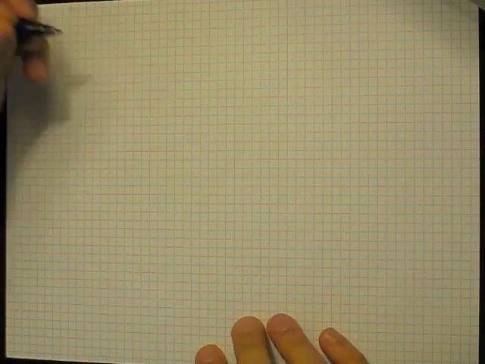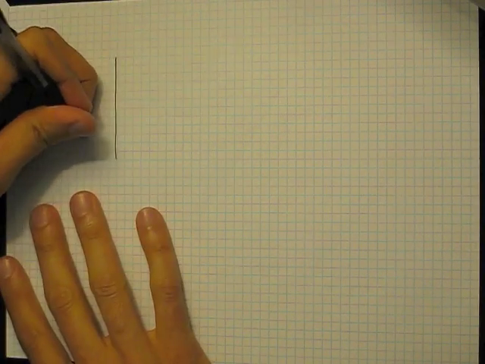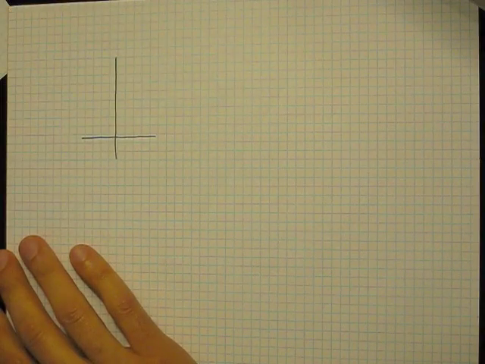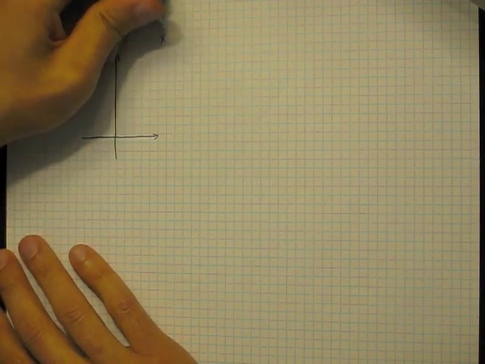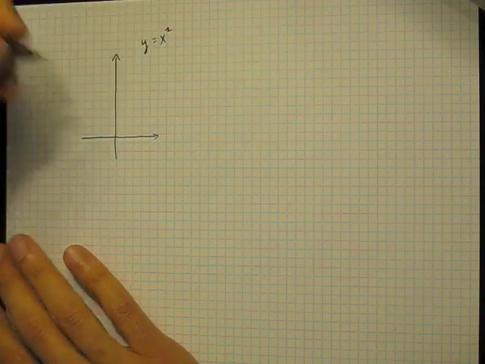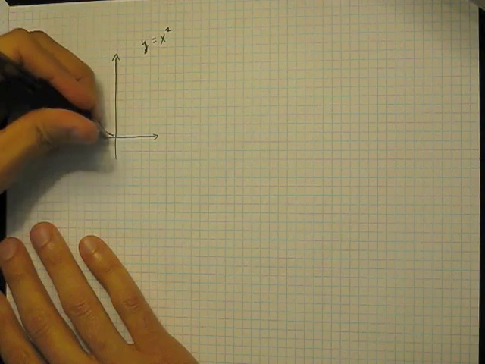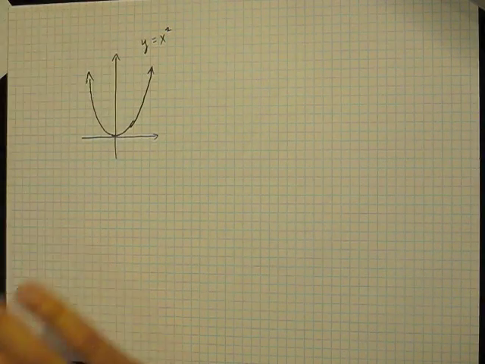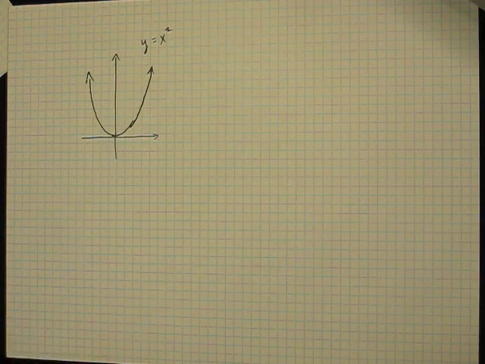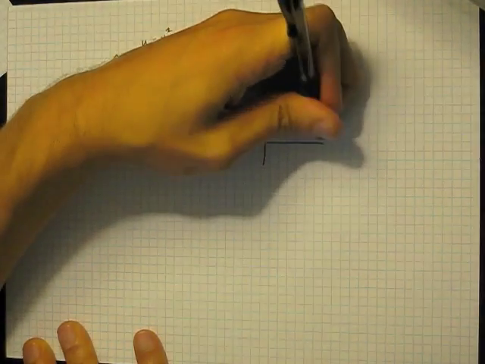Let's take a look at a few behaviors of certain polynomials. So here I'm just going to draw some graphs. Here's something simple. How about the graph of the polynomial y equals x squared? So this looks like this. Okay, you've probably seen that before. How about y equals x cubed?